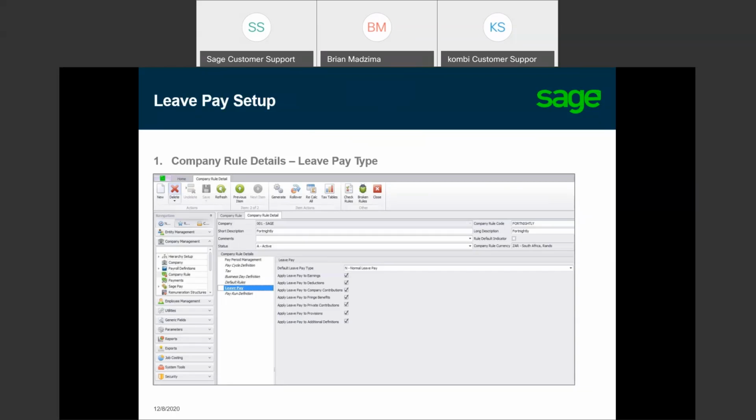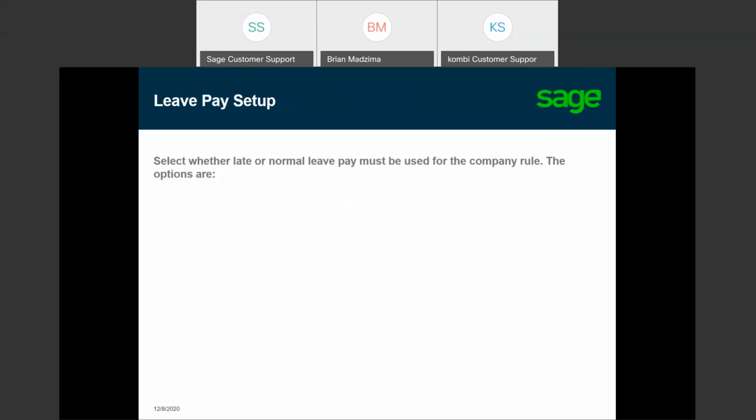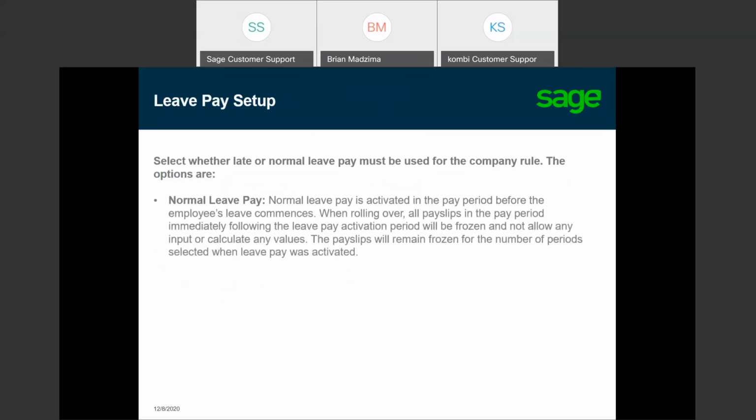And then you can also select what the leave pay must apply to. Should it be earnings, deductions, company contributions? You can either have earnings only or deductions only. So that's where you basically make the selection of which definitions should apply when activating leave pay. You'll then select whether you want late or normal leave pay, which should be applicable to that company rule.